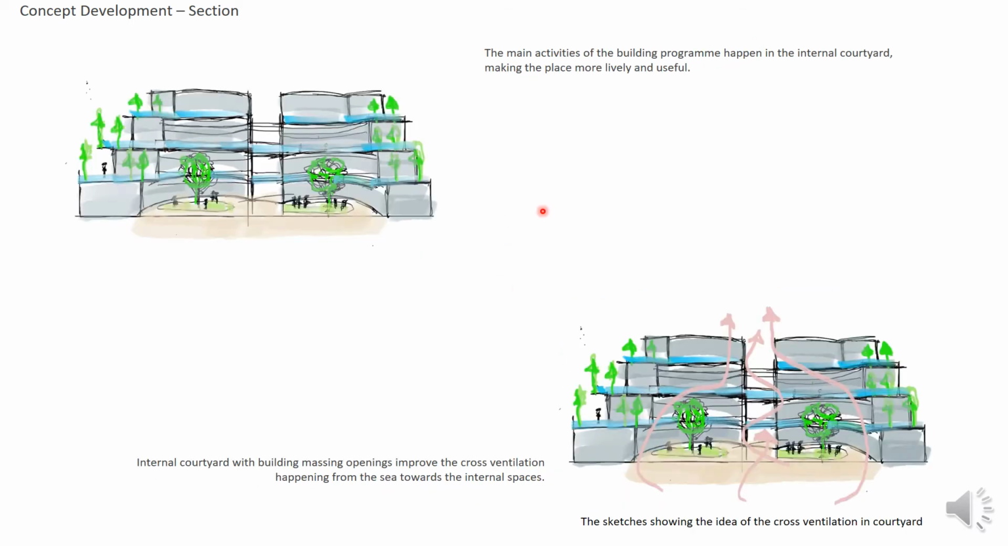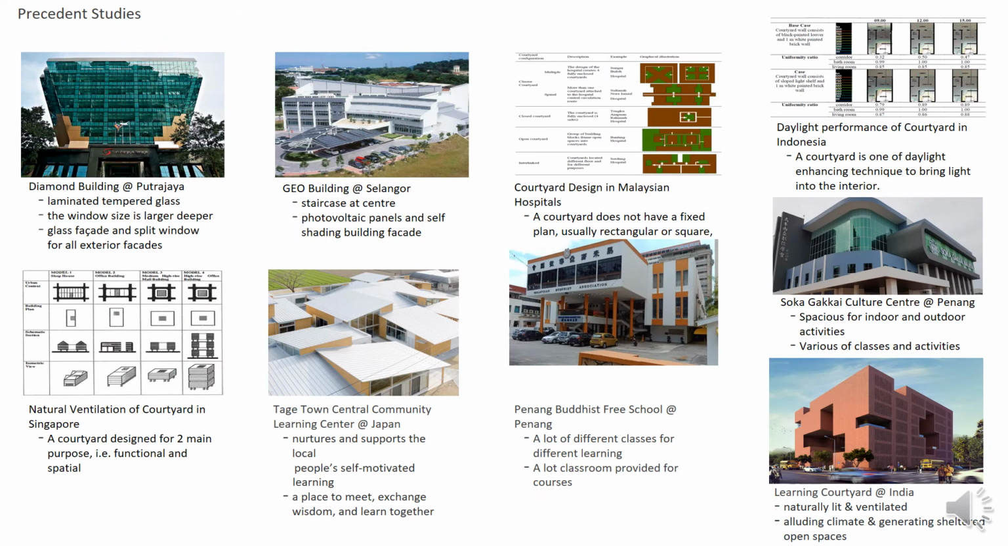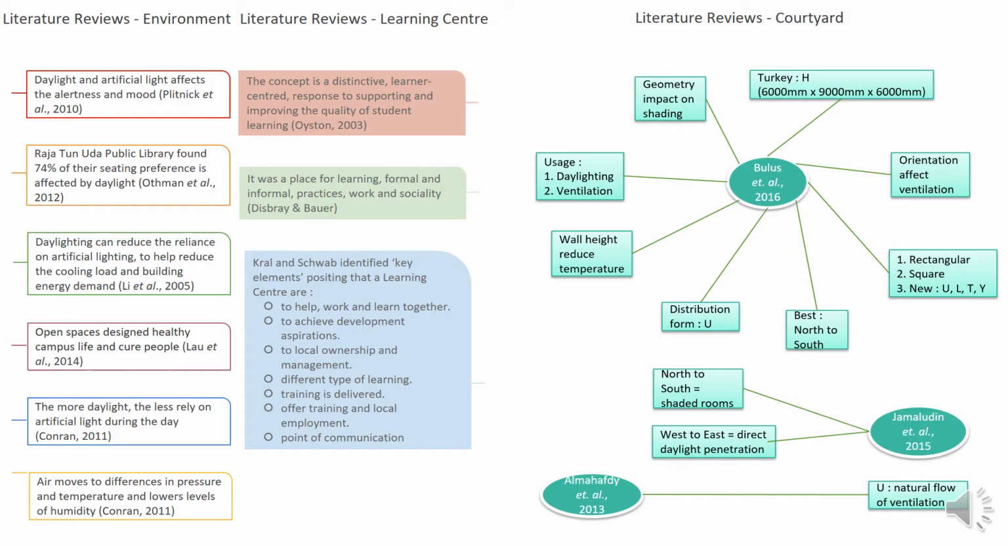Then here is the courtyard. The main activities for the building program happen in the inner courtyard to make the place lively and useful. You can also see the sketches showing the idea of cross ventilation into the courtyard. Here is my precedent study of other buildings, with a literature review for the environment, for the learning center, and for the courtyard.